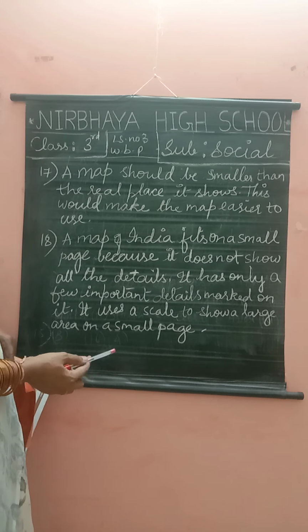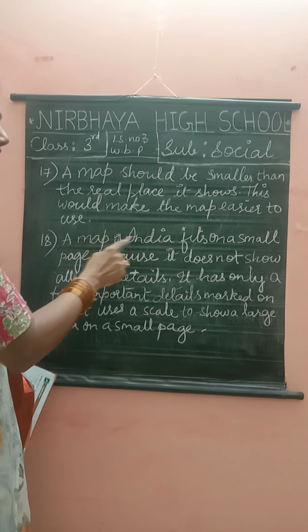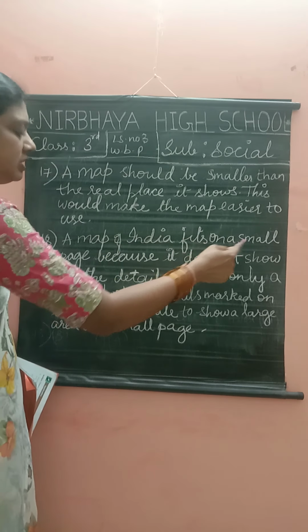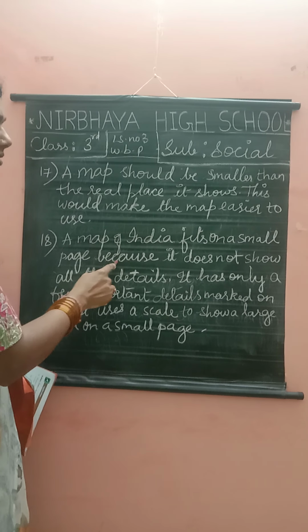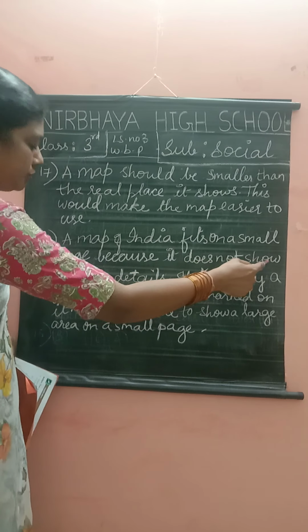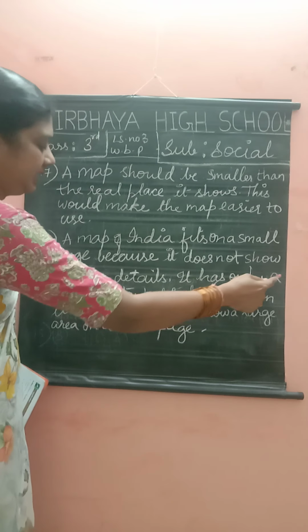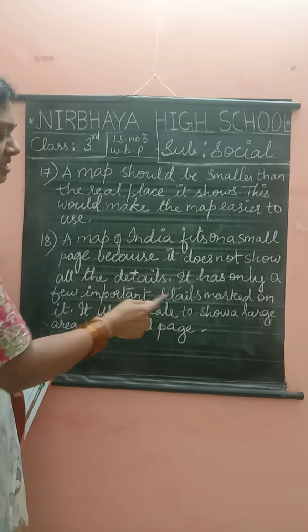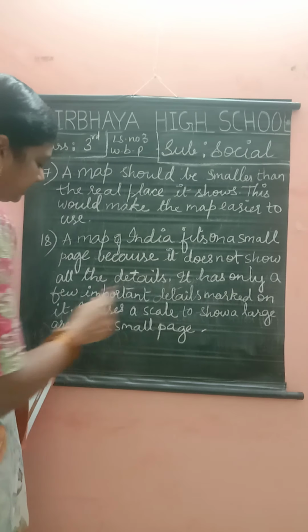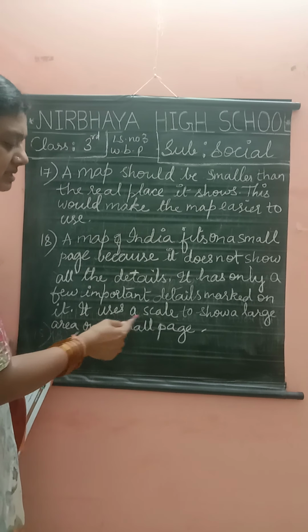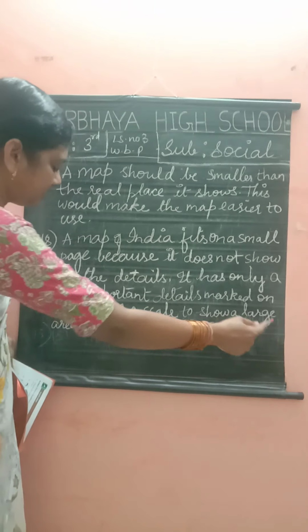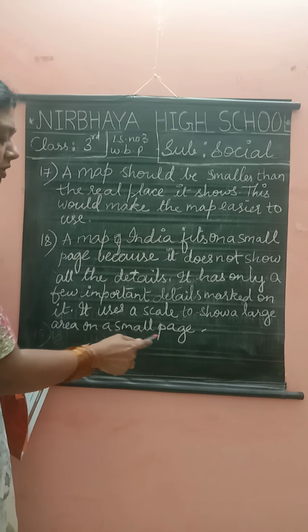I'm repeating once again, children. A map of India fits on a small page because it does not show all the details. It has only a few important details marked on it. It uses a scale to show a large area on a small page.